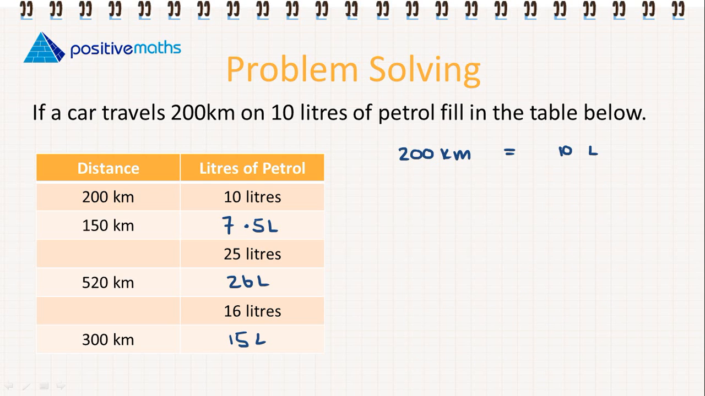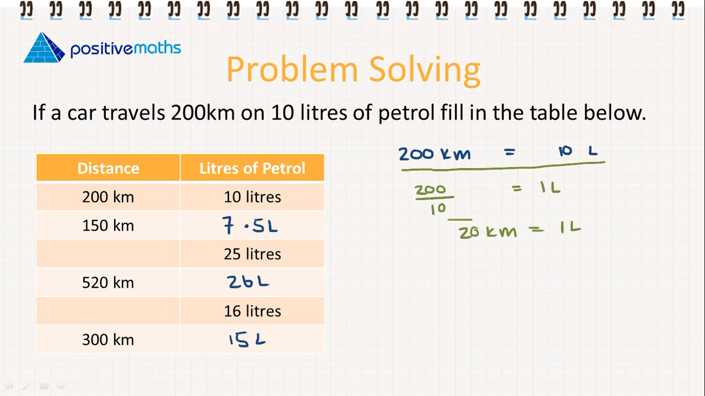Now we need to find how many kilometres the car can travel on 25 litres of petrol and on 16 litres of petrol. The information we are given is on 10 litres of petrol. So we'll do the same but in reverse. This time we want to find out how far it will travel on 1 litre of petrol. So we divide our 200 kilometres by 10, which is going to give us 20. So on 1 litre of petrol, the car will drive 20 kilometres.